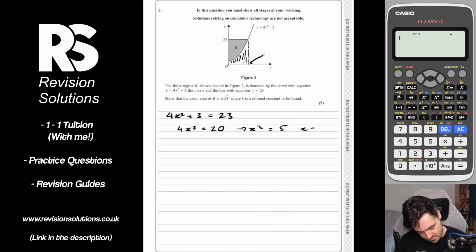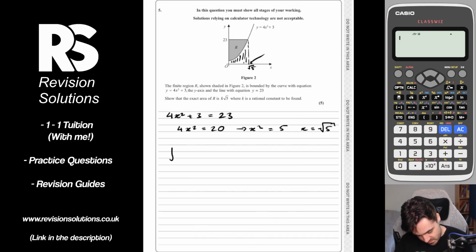So x is going to be, well, it would be plus or minus root 5, but we can see clearly it's positive. So that's going to be root 5, the positive solution rather. Cool. So then we can find that shaded area, or the one I've just shaded in, between the curve and the x-axis with an integral.